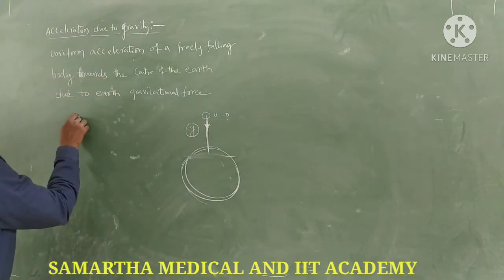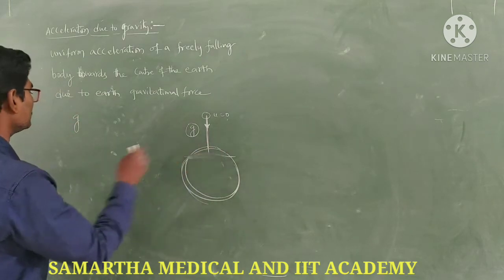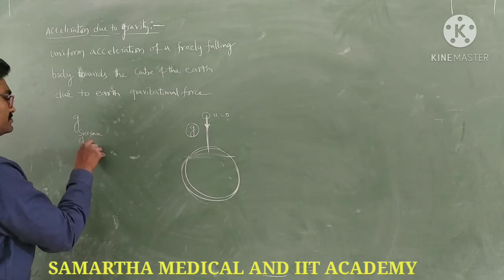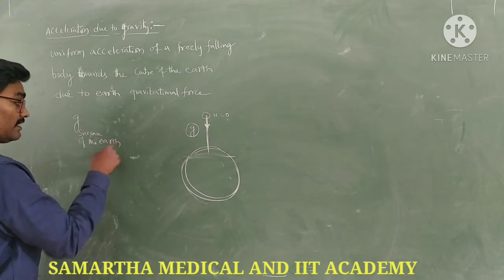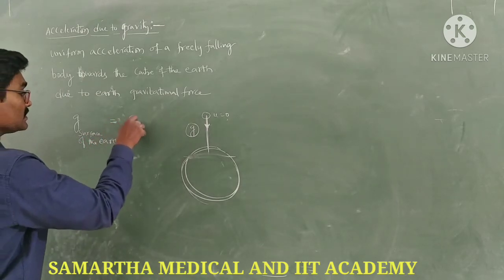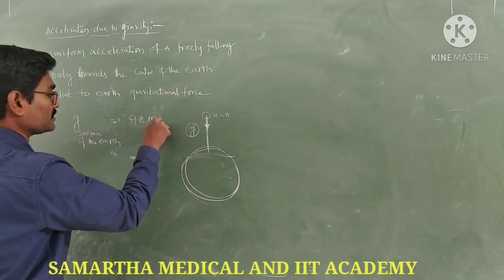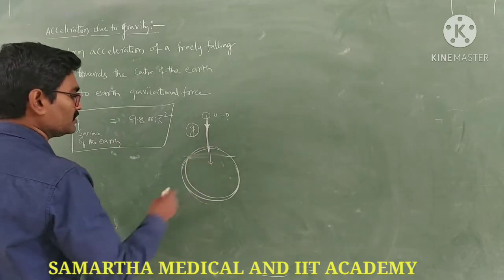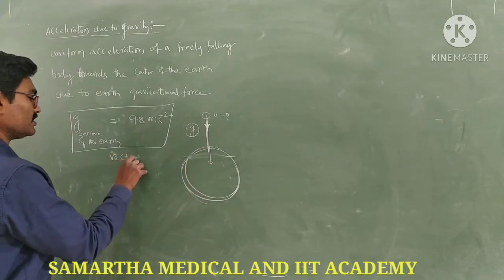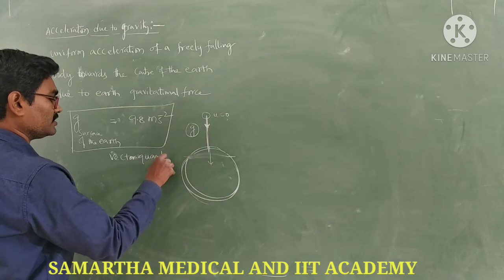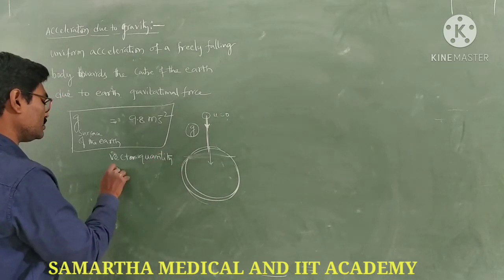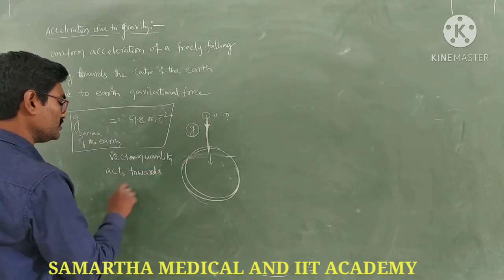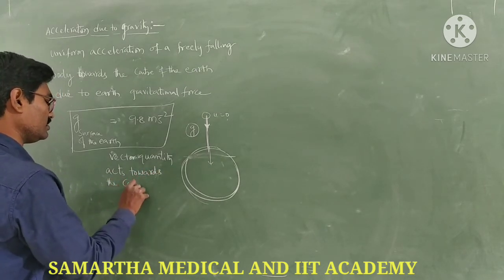So acceleration due to gravity on the surface of the earth, the average value on the surface of the earth, is 9.8 meter per second square. This is always towards the center of the earth. So it's a vector quantity. It is always acting towards the center of the earth.